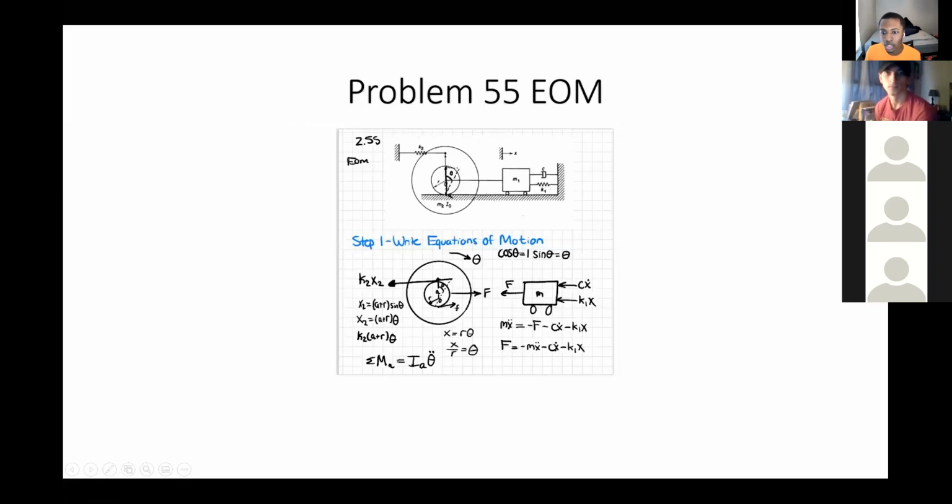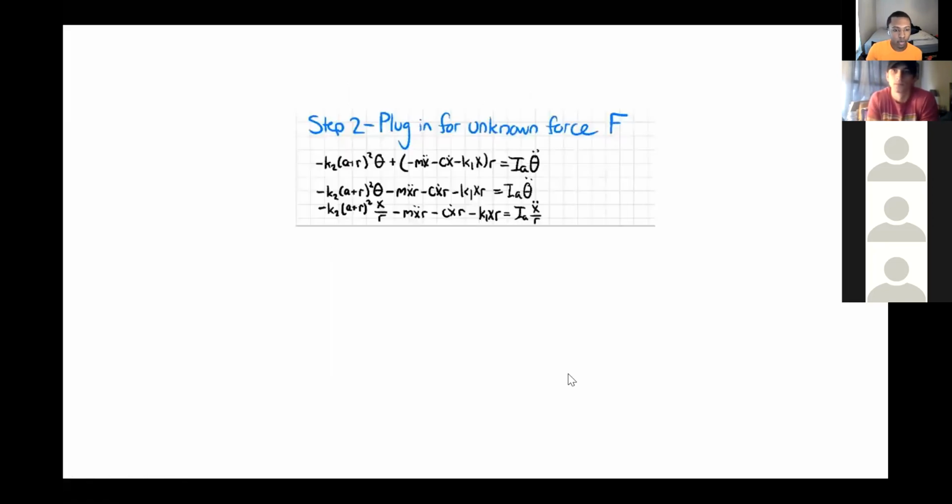So we use the radius relation in polar coordinates. You will use the radius relation every time you have a rotational motion in a 1 degree of freedom system. You'll have some terms in terms of theta dot and some terms in terms of x dot, and you'll need them both to be like terms. So when we come here, we put everything in terms of x dot.